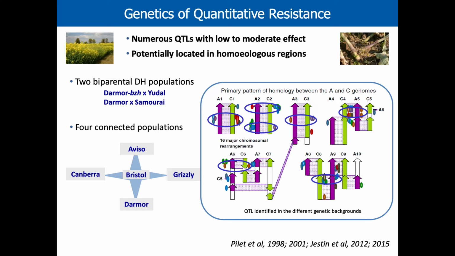When we looked at the genomic localization of the QTL and took into account the collinearity between the chromosomes, we found that some QTL might be located in homologous regions, as we see here for these 7 pairs of QTL regions, located on A1C1, A2C2, A3C3, and so on.